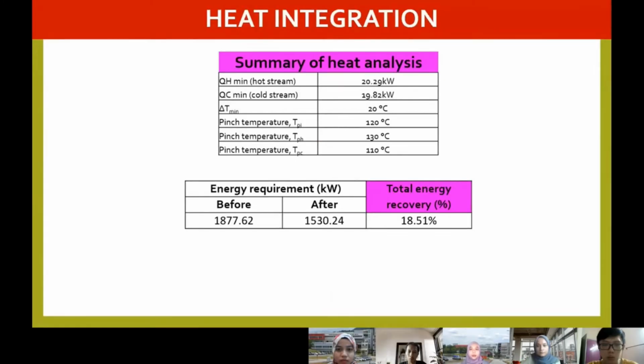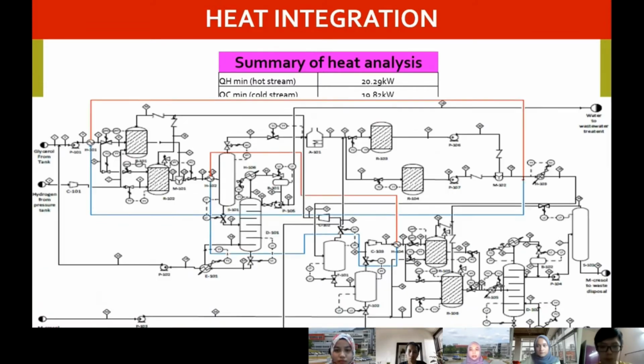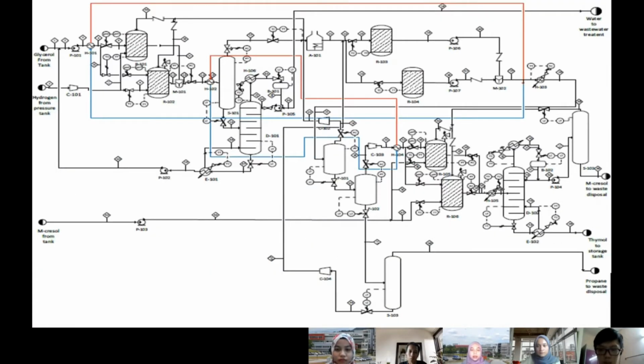For heat integration, there is the summary from the previous heat analysis. As you can see, there is total energy recovery, which is around 80%, and this is the PFD after heat integration.